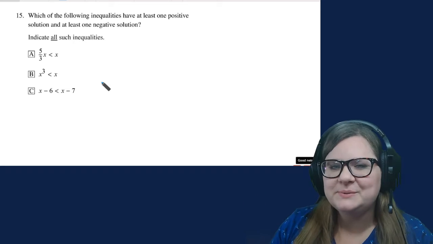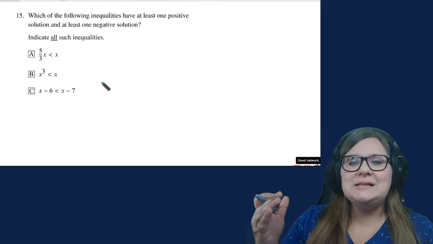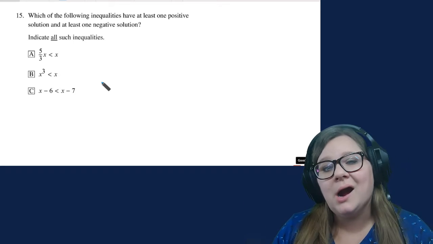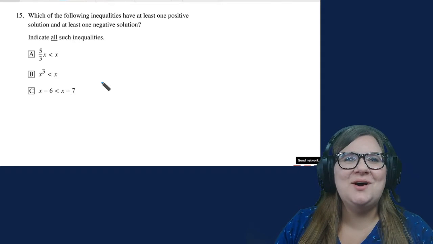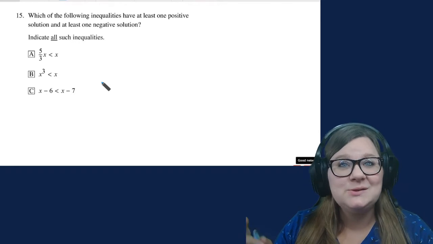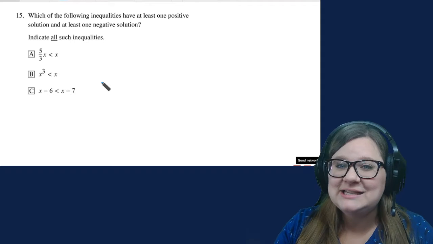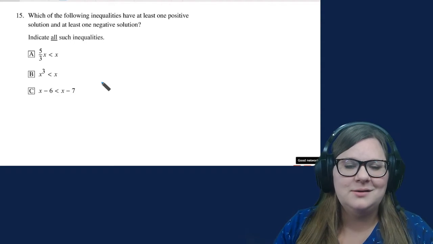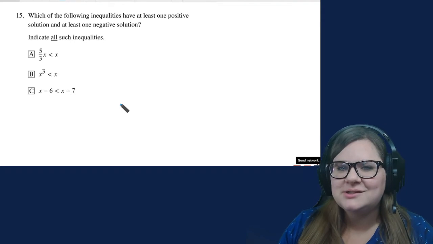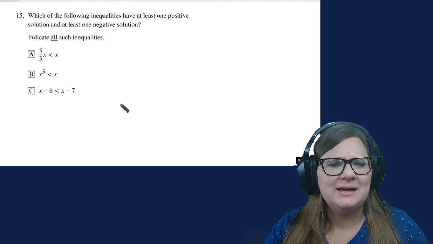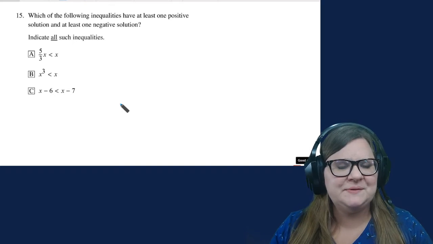This one is a multiple select answer, so you can choose as many answers as you think are correct. So we want to know which of the following inequalities has at least one positive and at least one negative solution. So we want to basically find the answers to each inequality and see, do we get at least something positive and something negative in each of them?